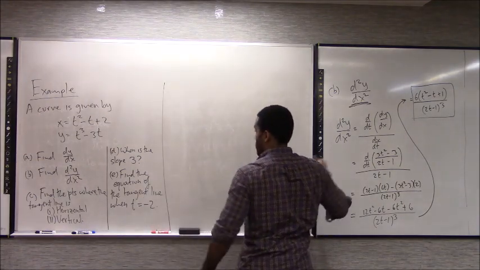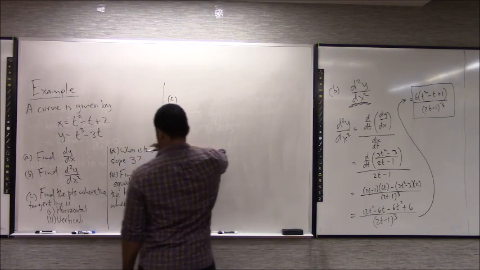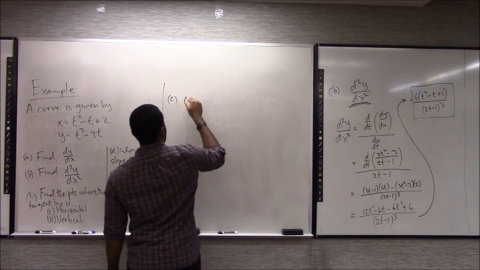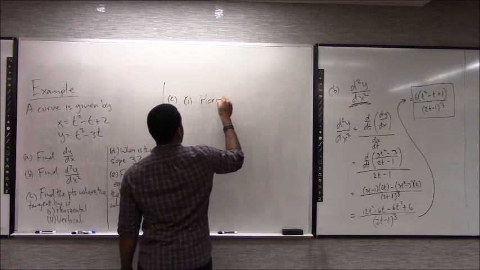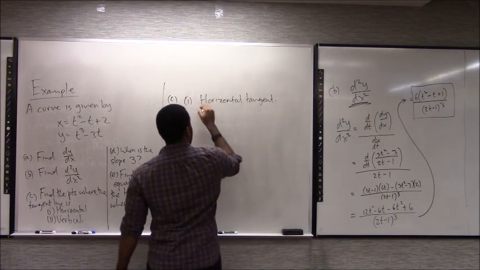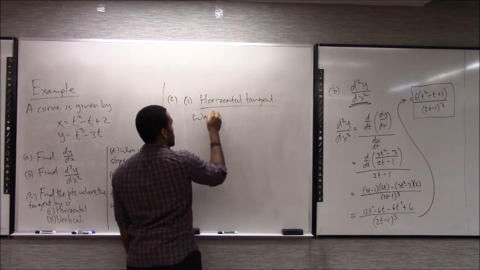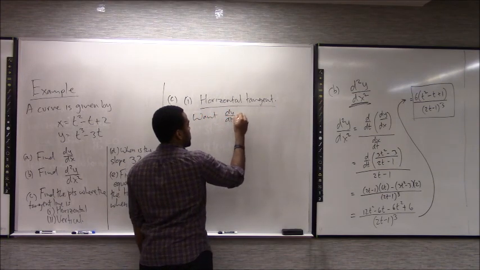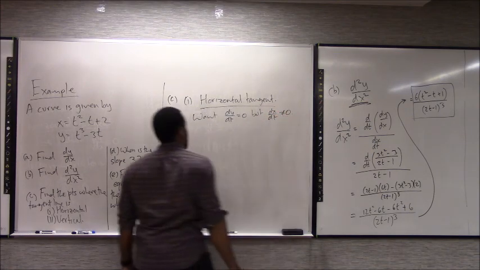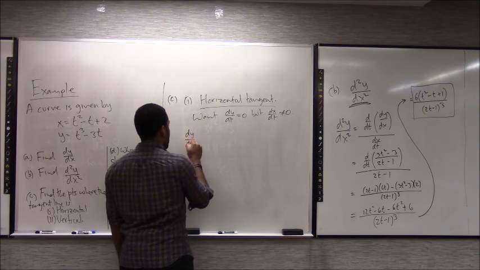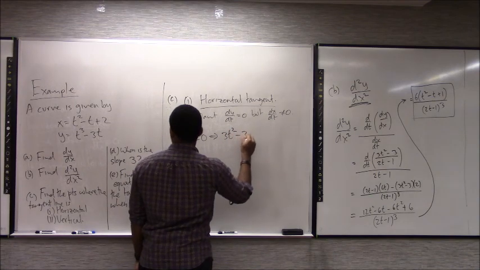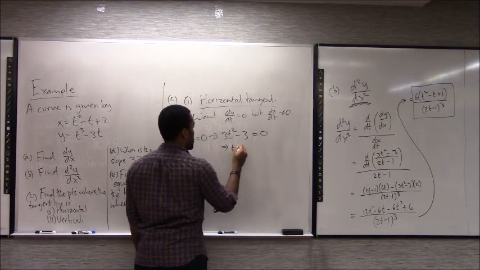So that's how we found the first derivative and the second derivative. C. Where's the tangent line horizontal? So horizontal tangent line. So basically we want dy/dt equals 0, but dx/dt not. So dy/dt equals 0 means 3t squared minus 3 equals 0. This means that your t is equal to plus or minus 1.